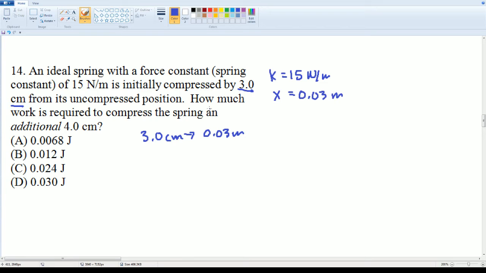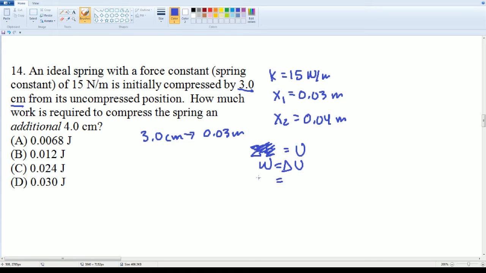How much work is done to compress an additional 40 centimeters if it is initially compressed by 30 centimeters? So this is the first one, the second one is 0.04 meters. Okay, so again, summation of the energy, right? It's just the energy is the work. Summation of the energy or the work. That's just work is equal to delta U.